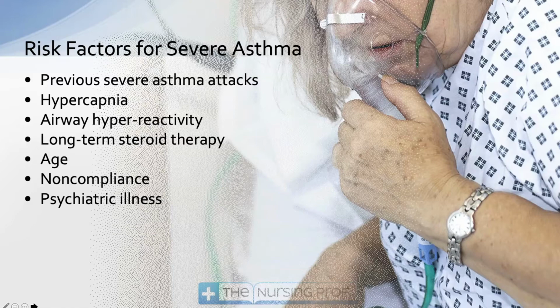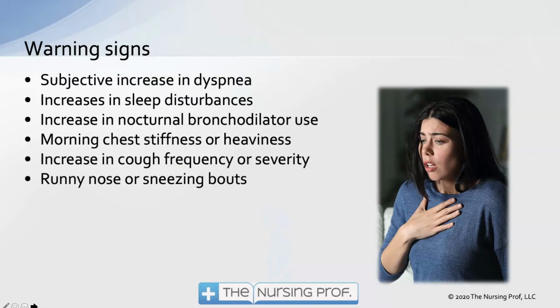Now, the severe attack, severe asthma, when we talk about that, we're talking about somebody who needs to be intubated and go to the ICU, as opposed to somebody maybe who's come into the ER, needs a few nebulizer treatments, and boom, they're out the door. So some warning signs of a severe asthma attack include subjective increase in dyspnea, increases in sleep disturbances, okay, because there is a circadian rhythm, a 24-hour rhythm to our lung health.